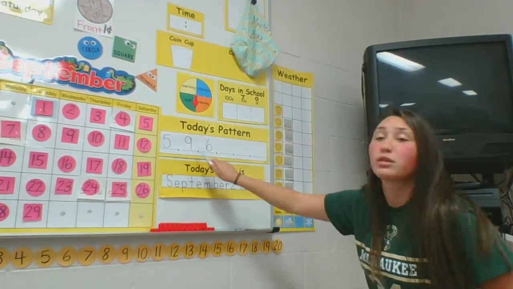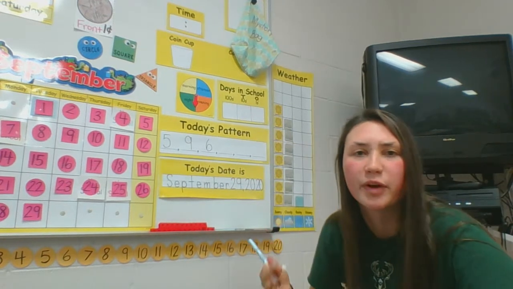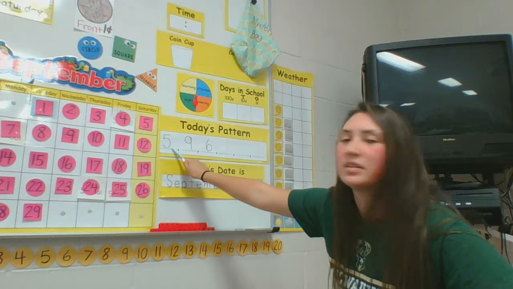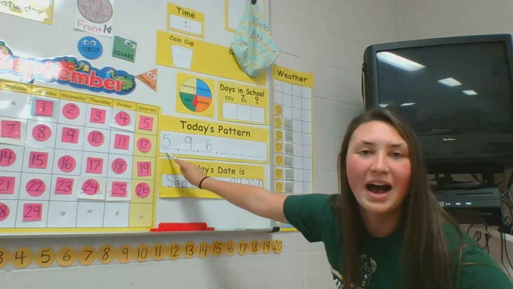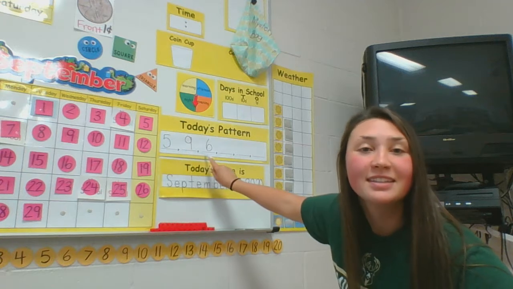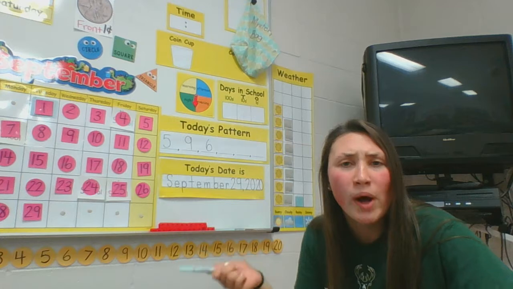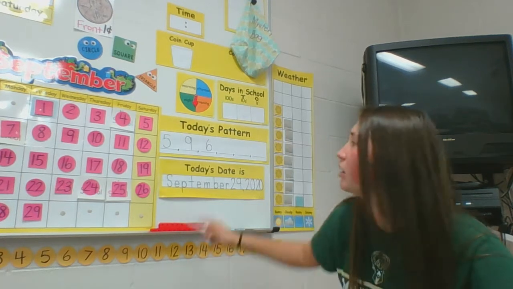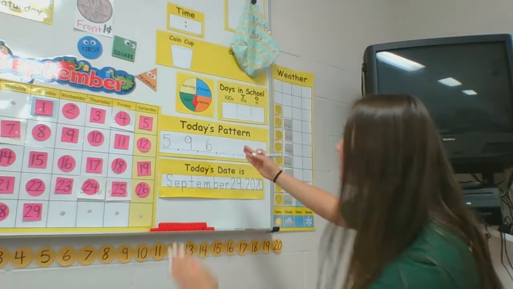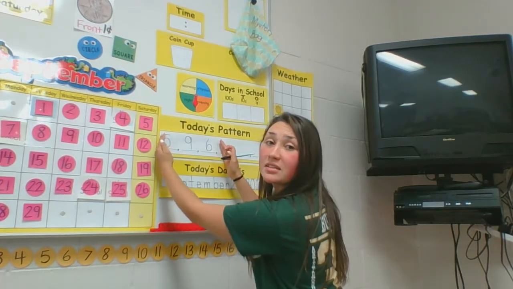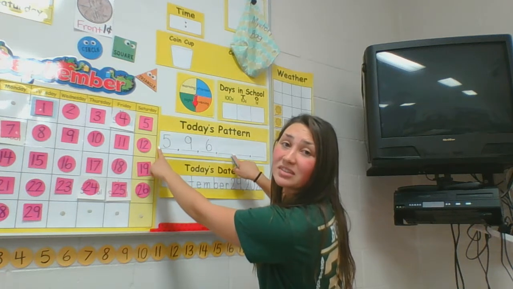Today's pattern, we have 3 numbers here. And those 3 numbers are going to repeat themselves, right? Say the pattern with me. We're going to say all 3 together. Ready? 5, 9, 6. 5, 9, 6. So what is going to be right after our 6? What's our first point going to be? If this pattern repeats itself, what's going to be next after the 6?